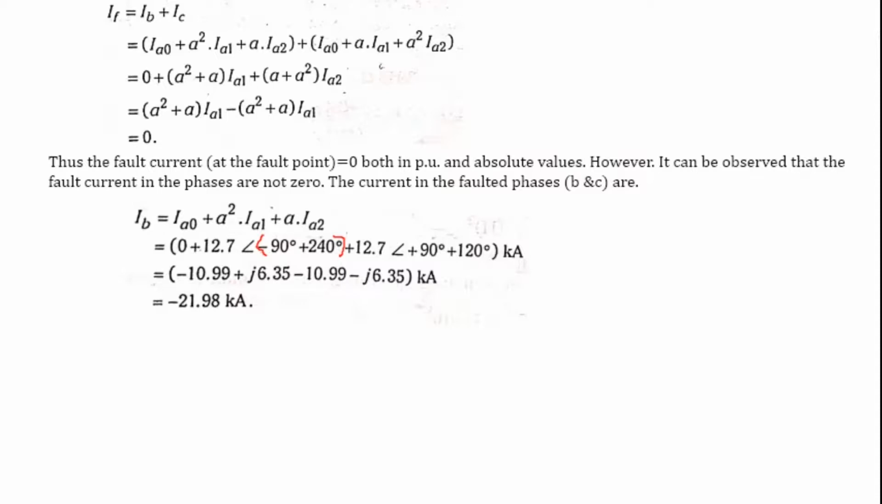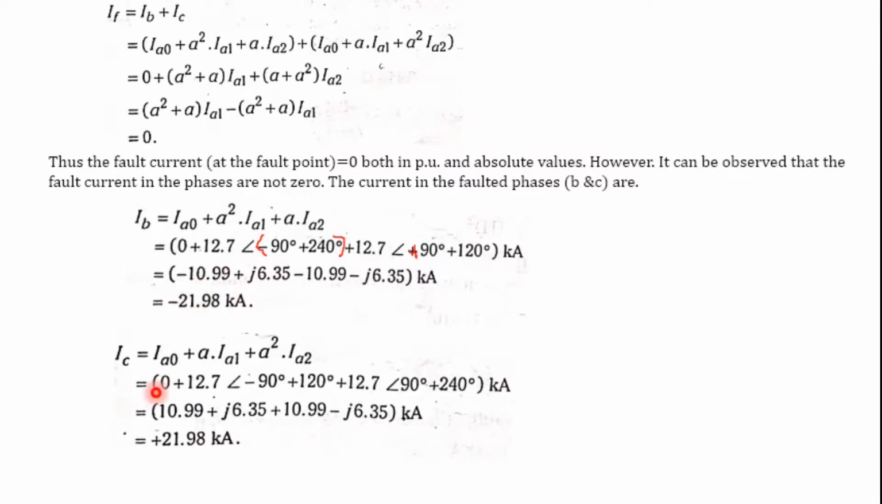If it is positive, this is going to be negative; if it is negative, this is going to be positive. One is opposite to that because IA1 is equal to minus IA2. So this is plus 90 degrees. What is the A value? It is 120. Substitute this, do the simplification, and we will get minus 21.98 kiloamperes.